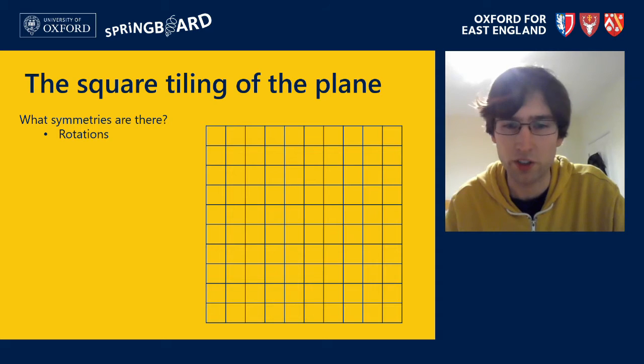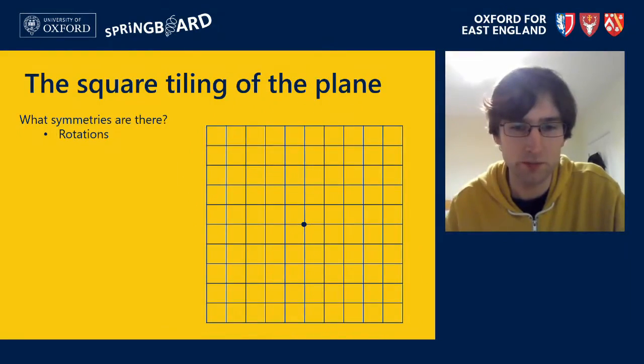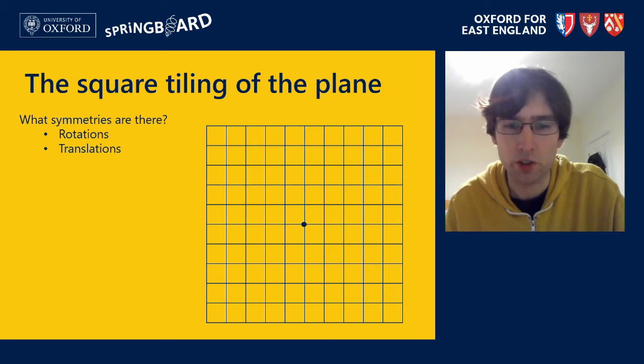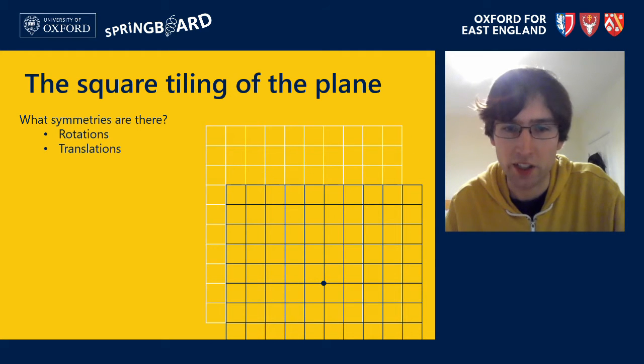Well, there are rotations. We can pick a vertex in the tiling and perform a rotation like this, so that the grid lines up with itself again. There are also translations, where we move it like this. In that case, we've moved it 1 to the right and 3 down.